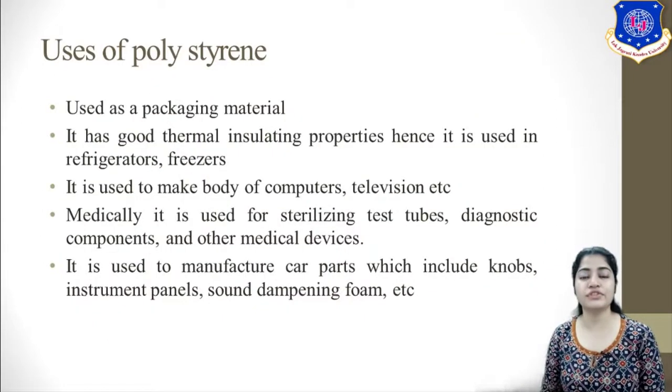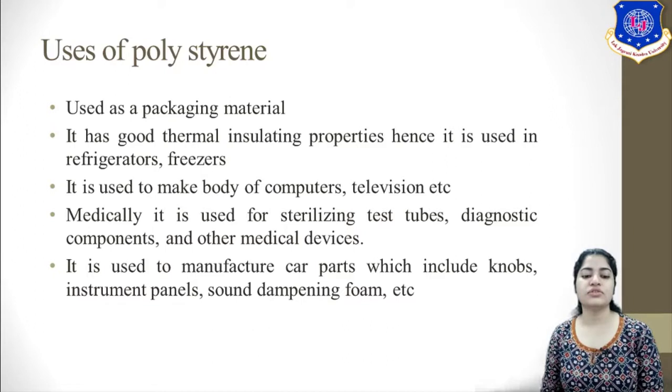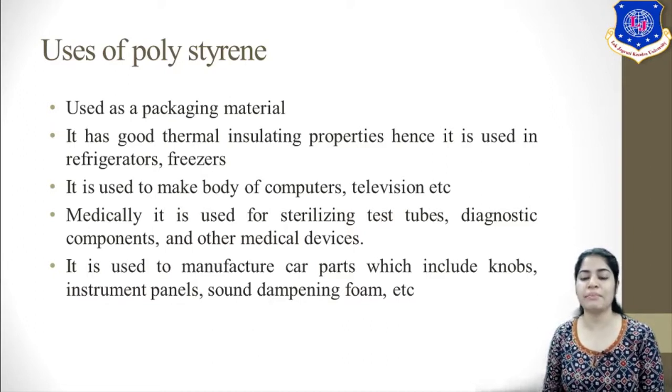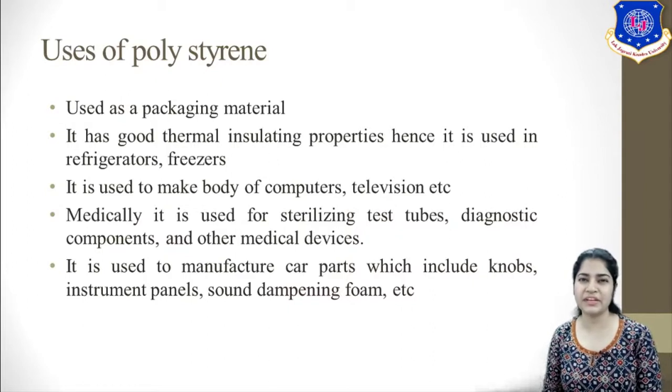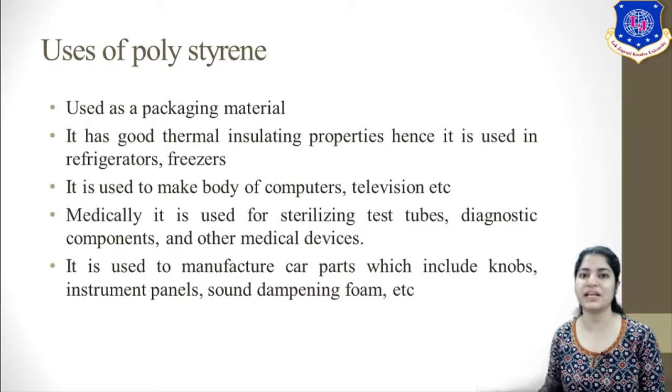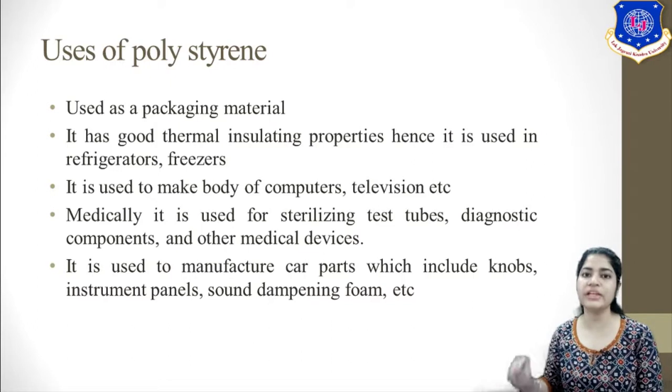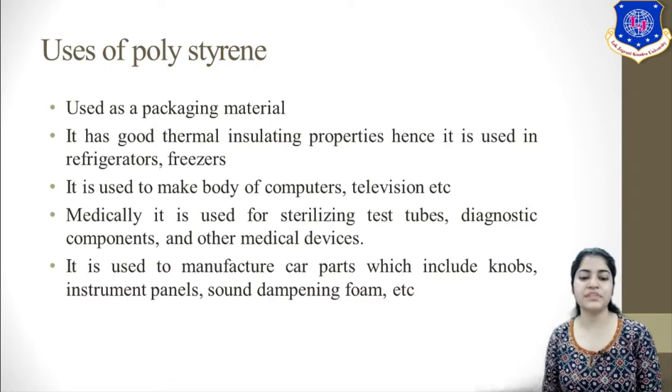Now what are the uses of polystyrene? This is a very important topic, right? First of all, it is used as a packaging material. Polythene, polystyrene, polyvinyl acetate, these are different grades of plastic, right? They are included in the plastic range. So it is used as a packaging material.